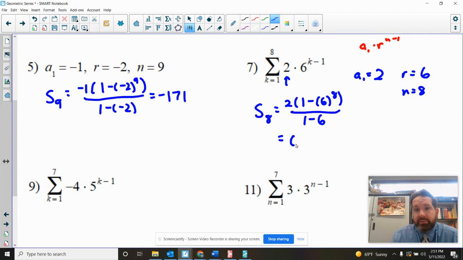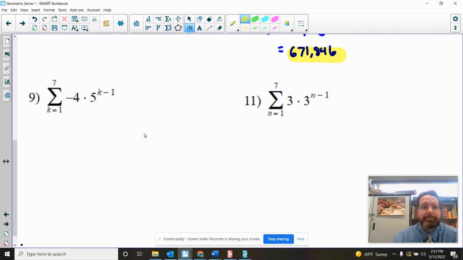Next up, same deal. If you haven't already tried these, give them a try and then unpause when you're ready to check things. So I'm looking here. Here's my first term. Looking here. Here's my common ratio. Looking here. There's my number of terms.